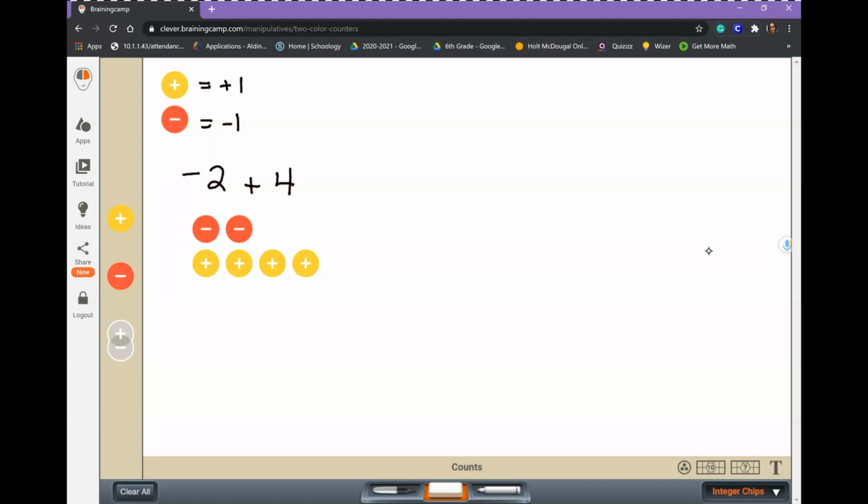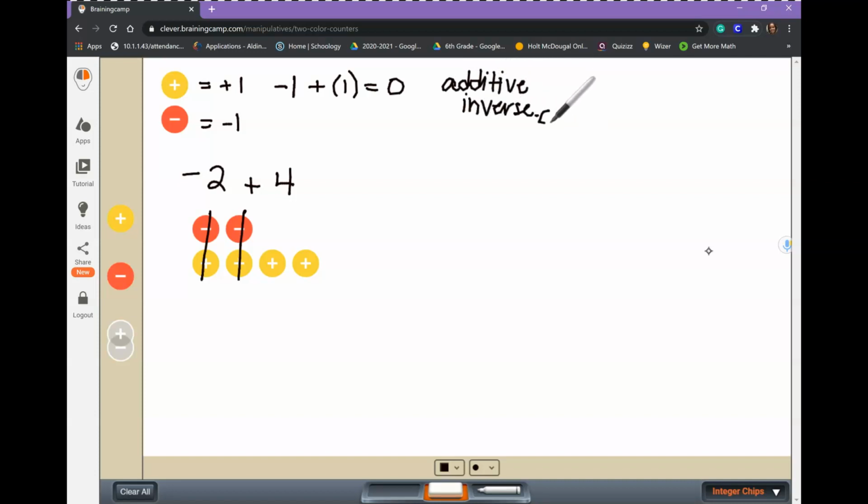Okay. Then from here I can make my 0 pairs. These cancel each other, these cancel each other. Because remember, any negative number plus its opposite, the positive one, is 0. That's the additive inverse. So then I'm left with 2 positive yellow counters. So my sum will be 2.